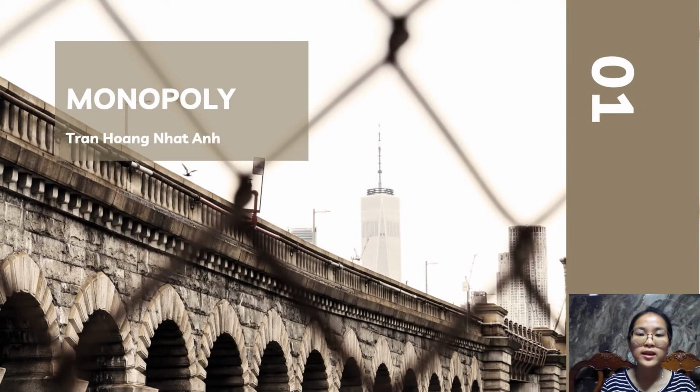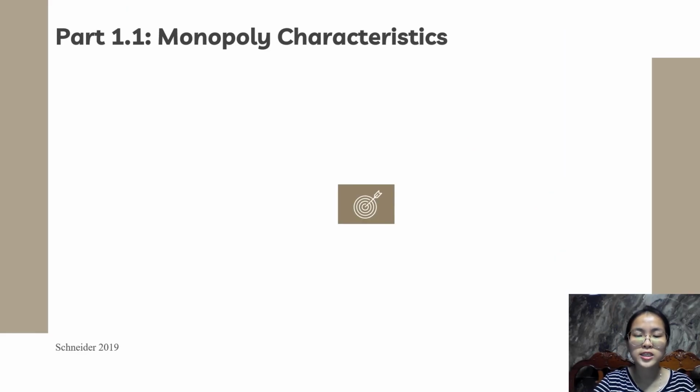Everyone, my name is Nhật Anh and I am glad to start our presentation with the Monopoly topic. Our team has chosen Saigon Jewelry Company, SJC, as a special case of monopolist. Most monopolists, including SJC, share four major characteristics.